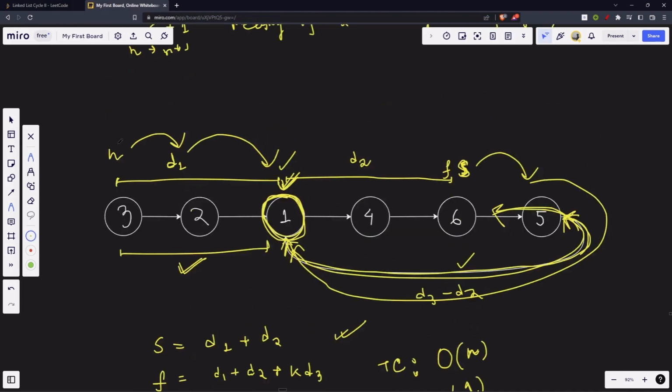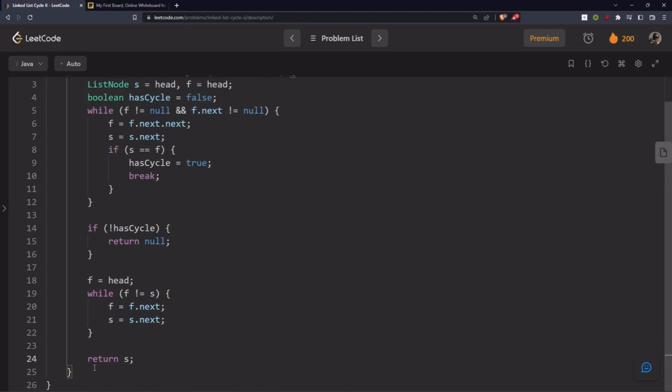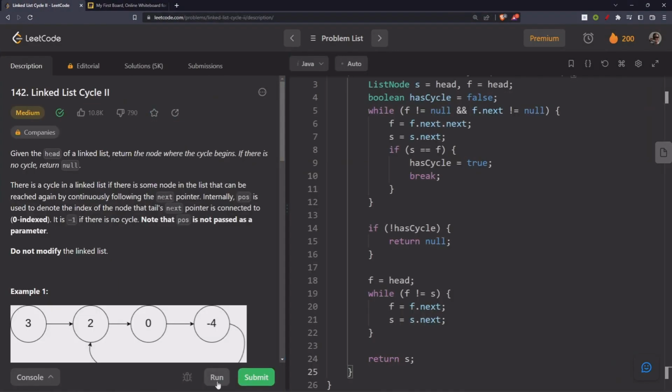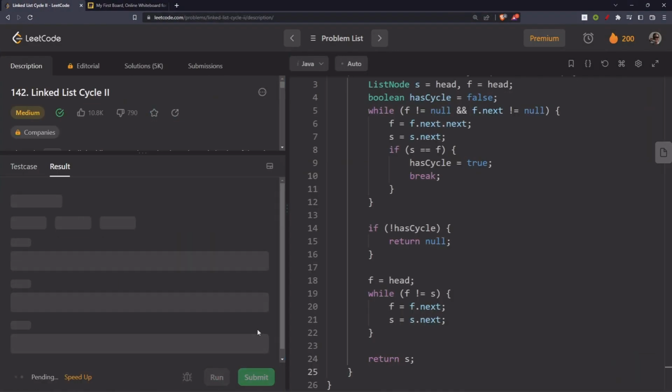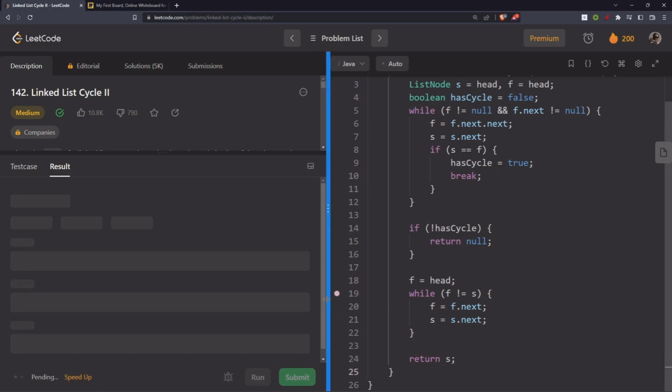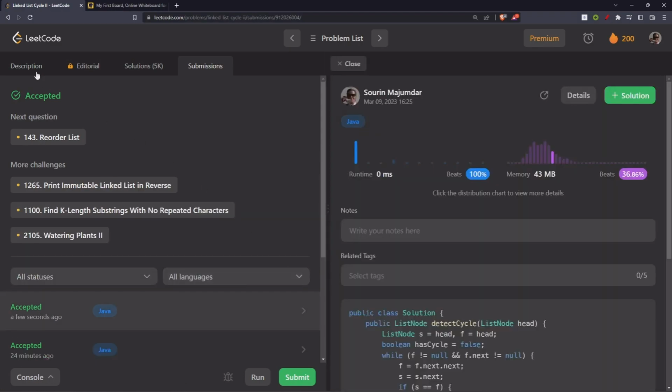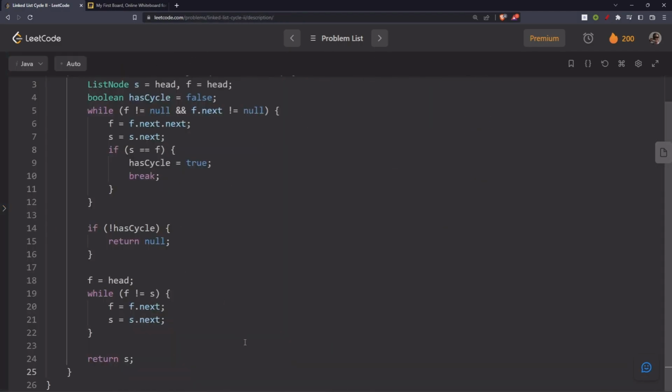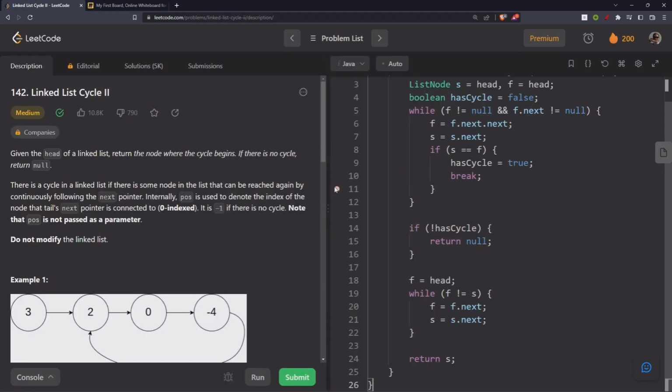What did we see here? We began from here and we began from this meeting point. We moved them by one step each, they finally meet, and right where they meet is the start of our cycle. So we return that. Now let's run it. Let's submit. Cool. We already discussed the time and space complexity: time is big O of n and space is constant. So yeah, this is all about this problem.